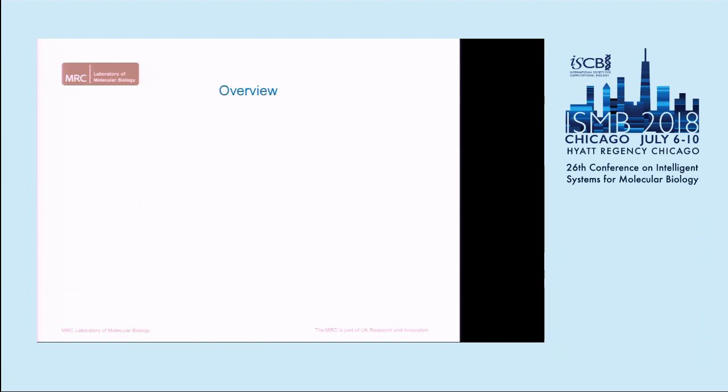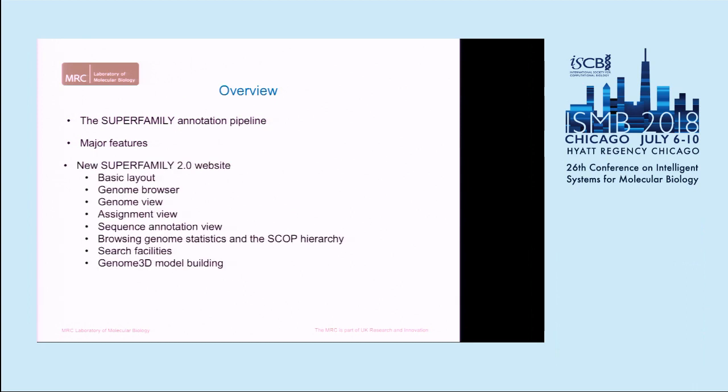So in the overview of the talk, I will be talking about the general pipeline that we have used in the SUPERFAMILY. And then I will touch upon some of the major features the resource currently has. And I will introduce you to a new website that we are currently developing for SUPERFAMILY, apart from the old one that currently exists. And I will discuss some of the major features currently in the library and the website. I will also discuss briefly a collaborative project called Genome 3D that we are involved in in relation to SUPERFAMILY annotation. And then finally, I will talk about the current progress and future plans for this resource.